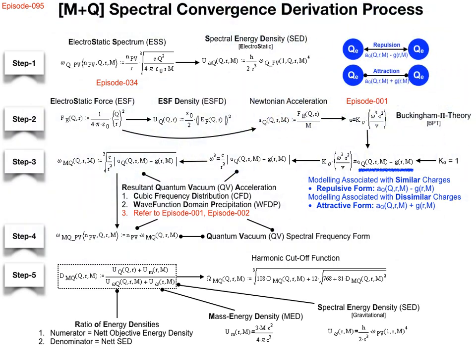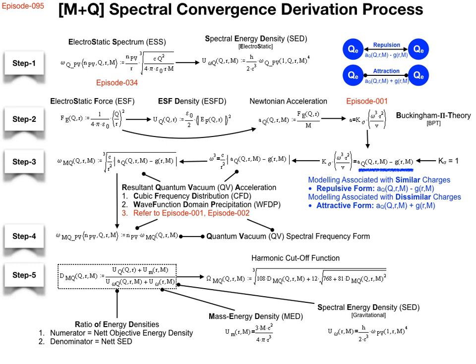Step 1 derives the electrostatic spectral energy density. In episode 34, we derived a relationship between the electrostatic force and the quantum vacuum. We did this in order to solve the long-standing and well-known many orders of magnitude problem. We showed that a 90-degree phase difference exists between the quantum vacuum, electrostatic and gravitational spectra. We recommend all viewers to review episode 34 before continuing.